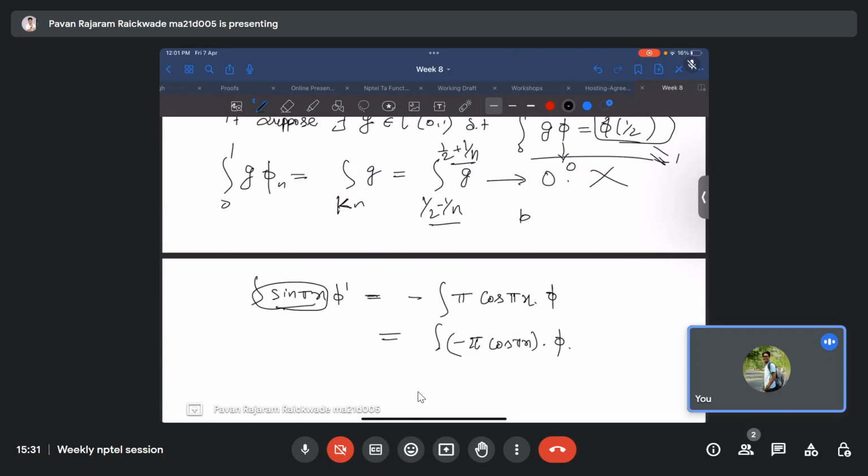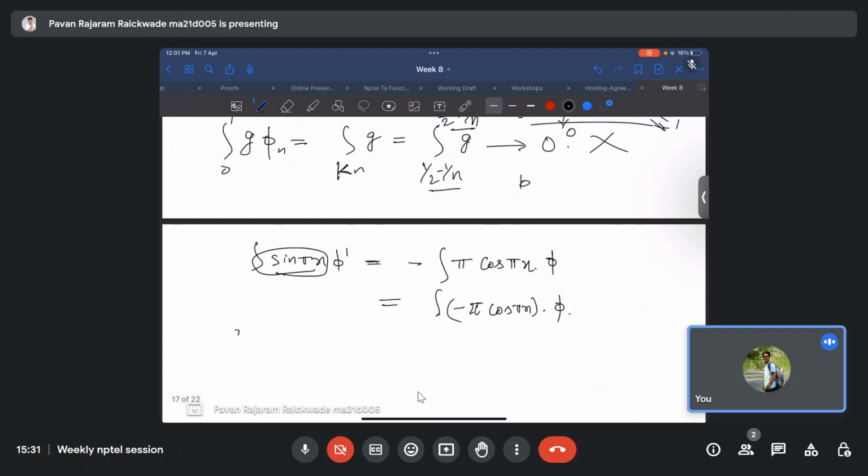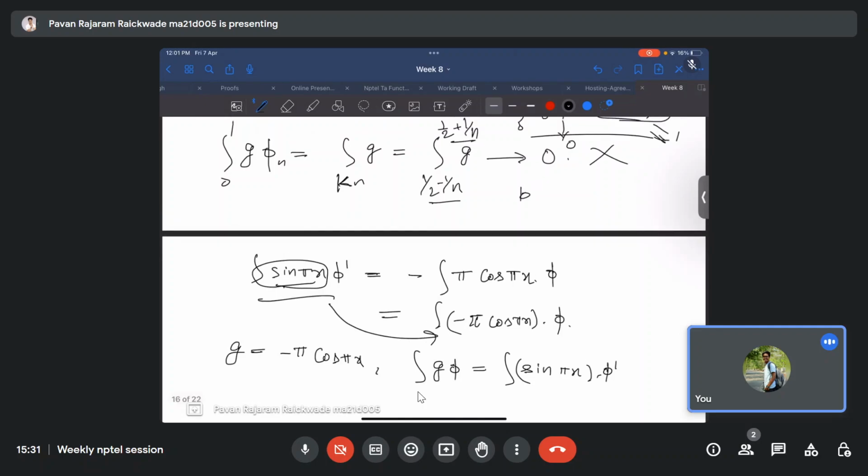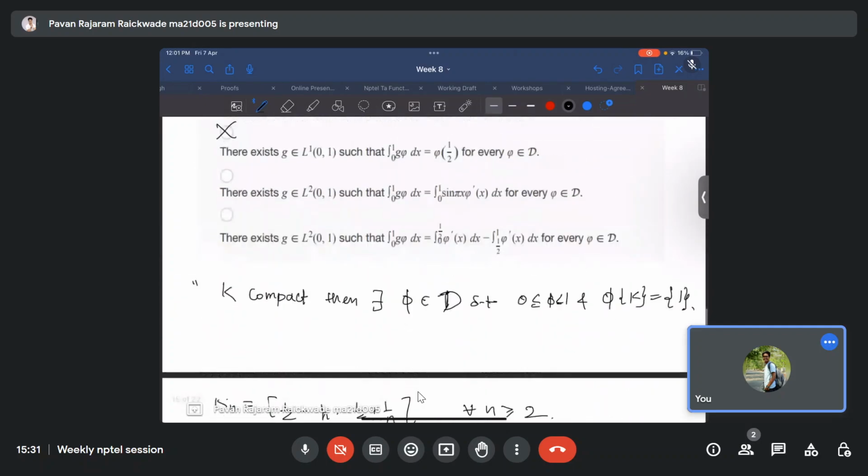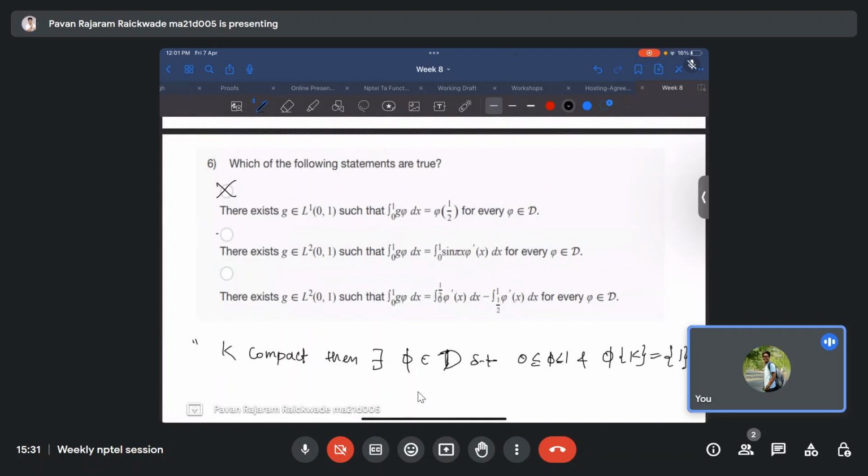Is this what we wanted? If we take g to be minus pi cos pi x, then the integral of g phi equals the integral of sine pi x phi dash. Yes, that's true. This works, so there exists a g. This option is true.